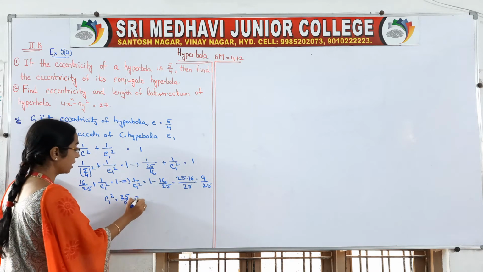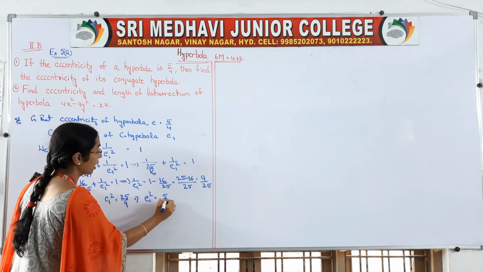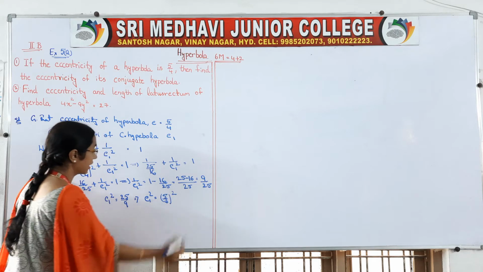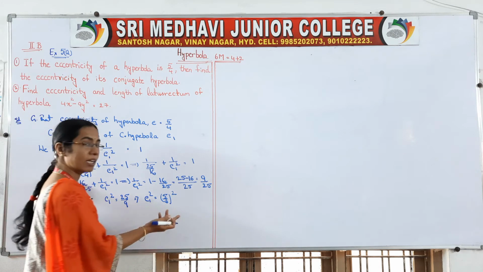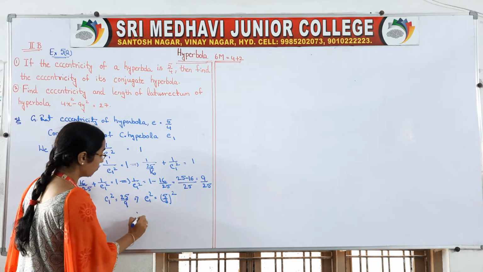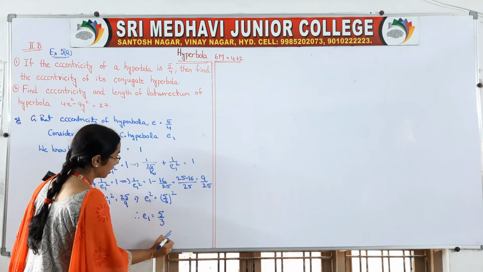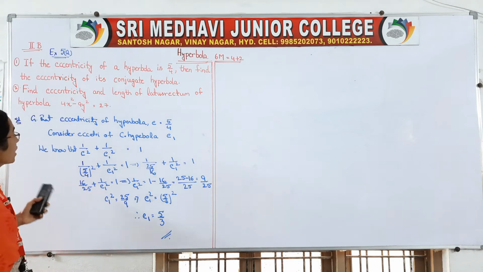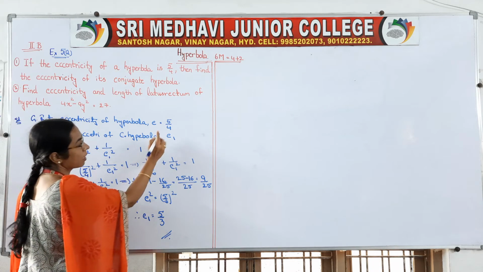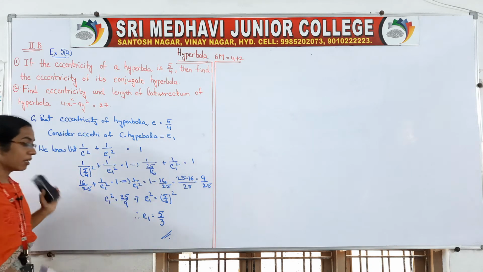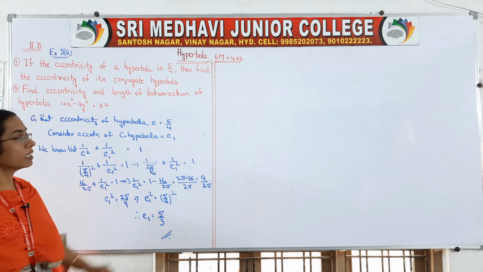So how can we write this? E1 square is equal to (5 by 3) whole square. We can write 25 as 5 square and 9 as 3 square. Therefore E1 is equal to 5 by 3, which is the answer. We considered the eccentricity of conjugate hyperbola as E1, and at the end you got E1 is equal to 5 by 3.